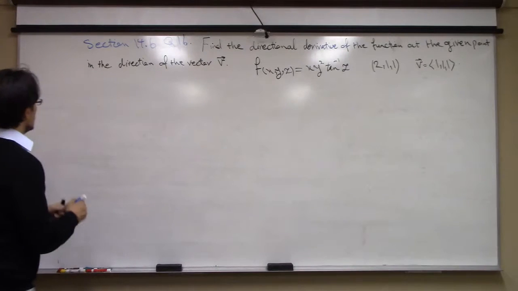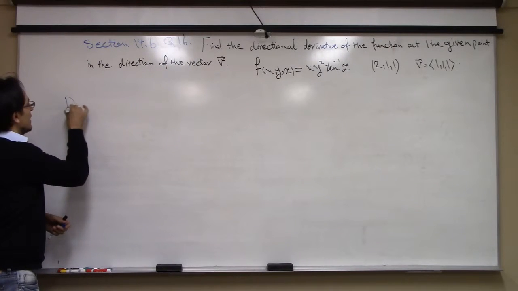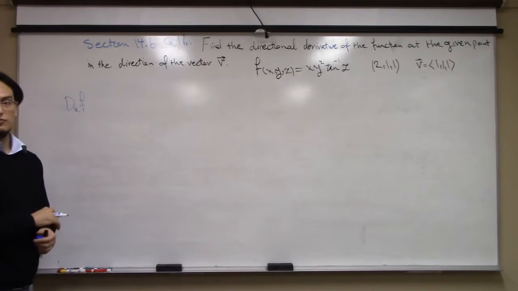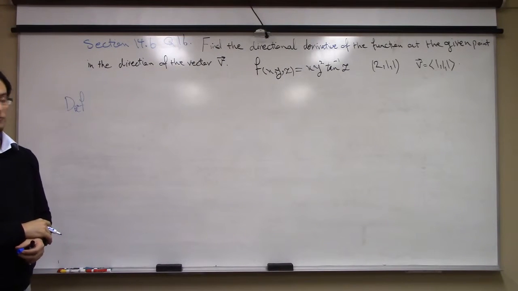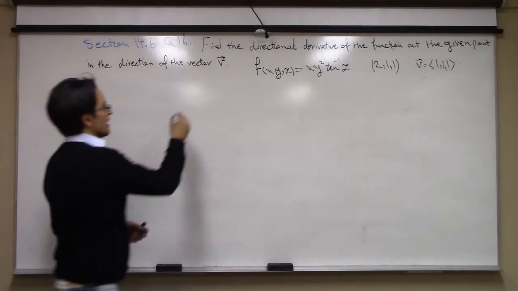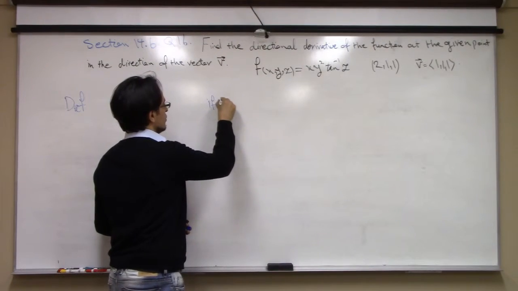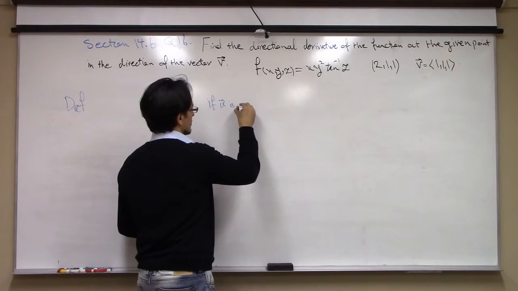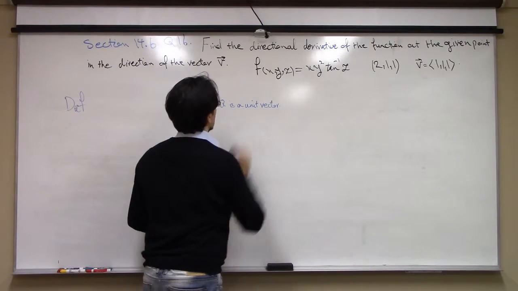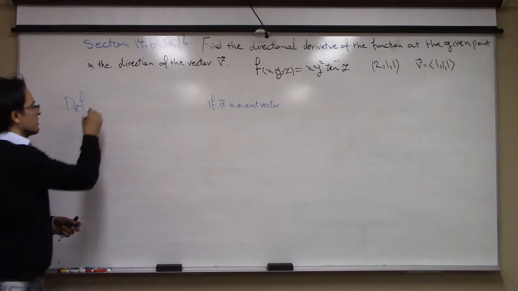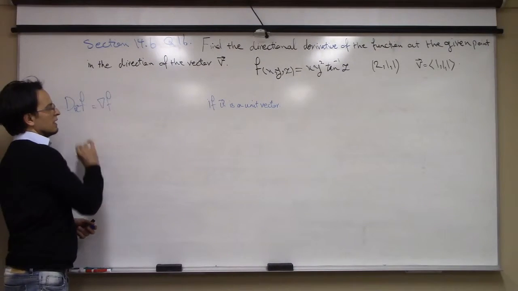Okay, so just a quick review. How do we find the directional derivative of the function in the direction of a vector u? So if u is a unit vector, then it is easy. You just find the gradient of f at that point.